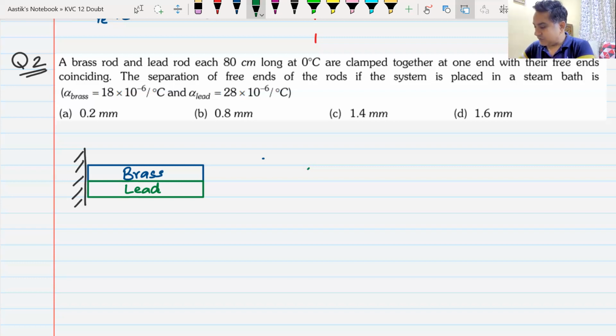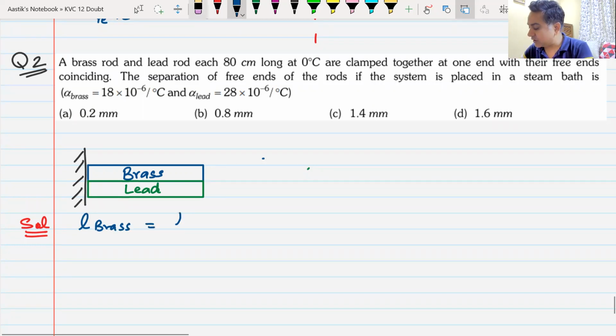So how are we supposed to do this? Anyone? How are we supposed to do this? Anyone? I have to find out the length of the brass. Length of the brass will be L0, and L0 already is given as 80, yes or no?